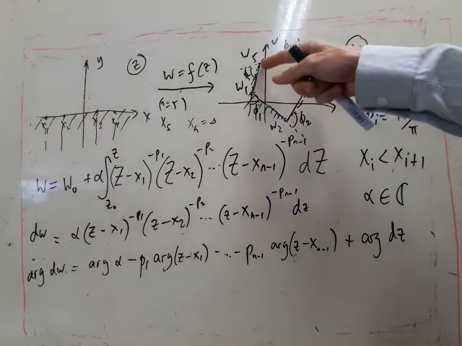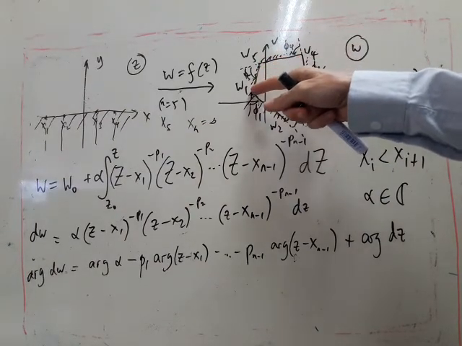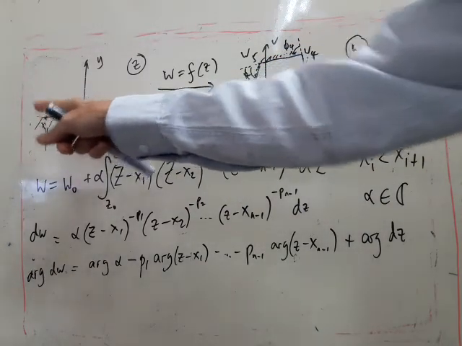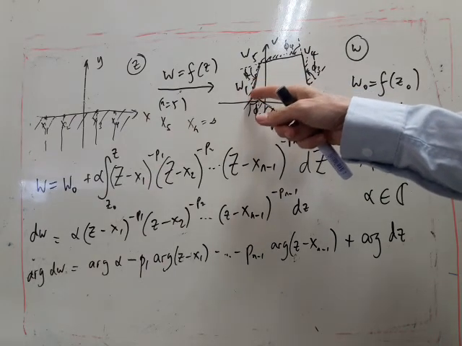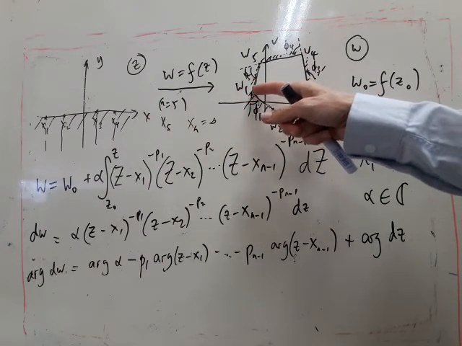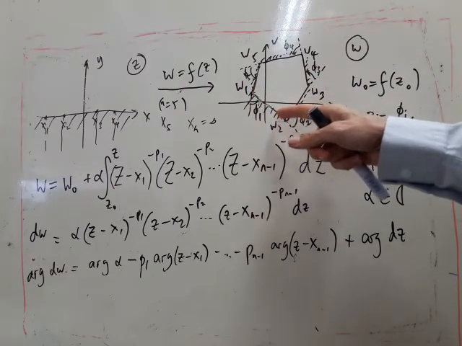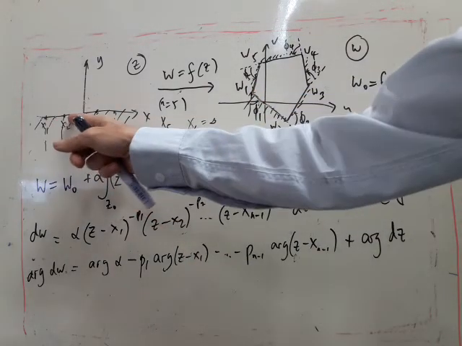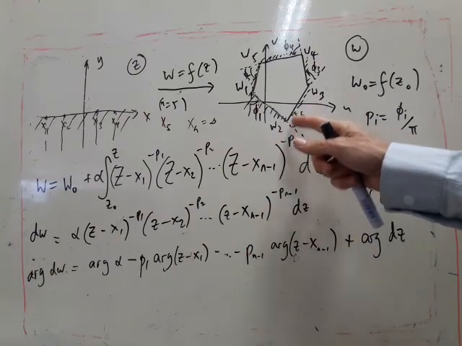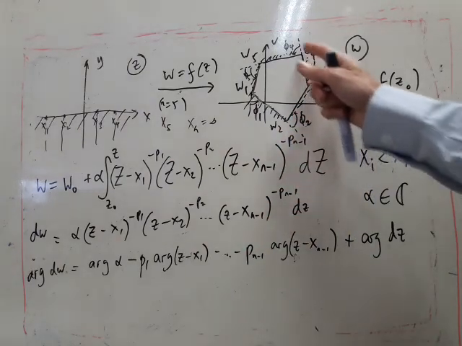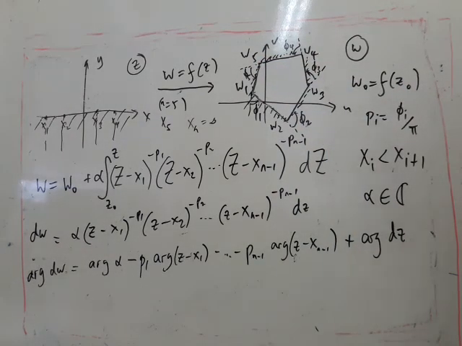So that's what we see here. We were moving along here, and then suddenly when we cross x1, the argument of dw increases by phi1. So now we're going to move in this direction, and then the same thing happens when we cross x2. The argument is going to increase by phi2, and so on, right the way around the polygon. And that's basically why it works.